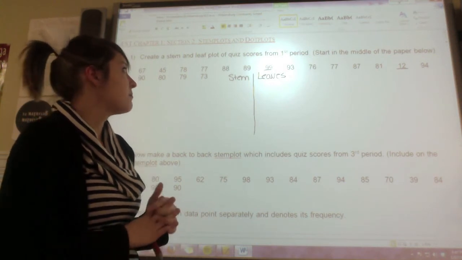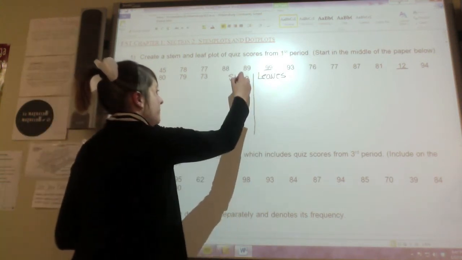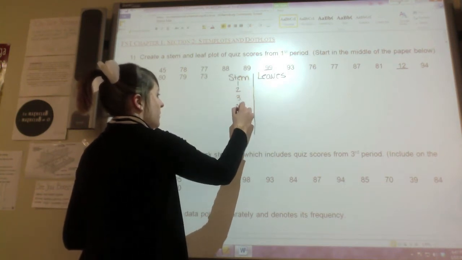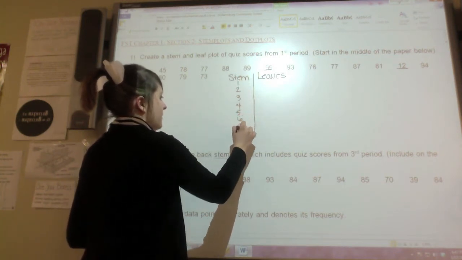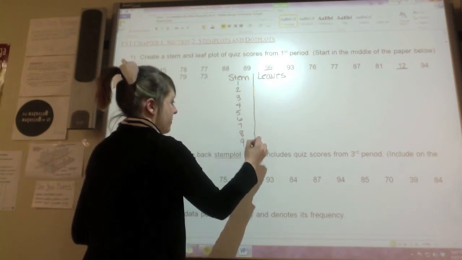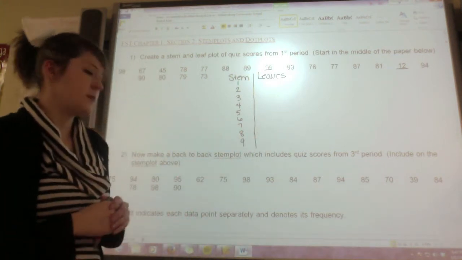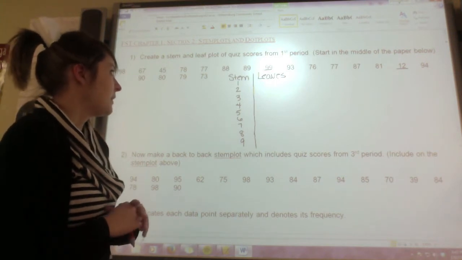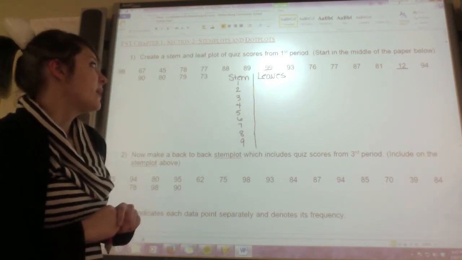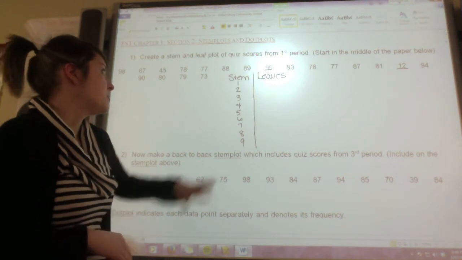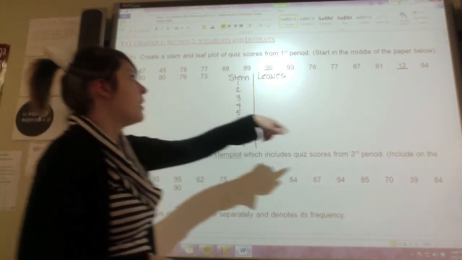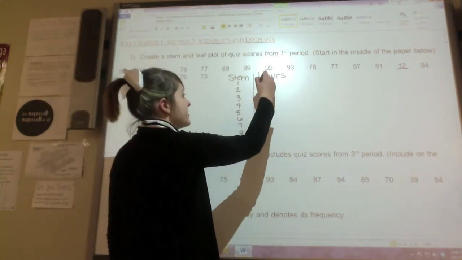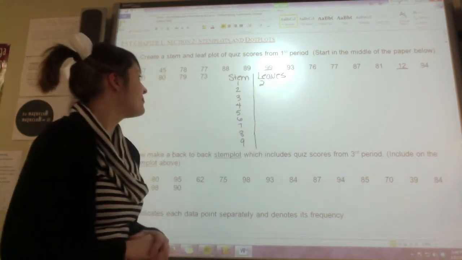So that means that my stem has to start at 1. I'm going to have 1, 2, 3, 4, 5, 6, 7, 8, and 9. Okay, so I'm going all the way up to 9 for my stems and my leaves. So now I can go through and I can organize my information. So when I have a stem of 1, the only number I have that starts with a 1 is 12, so I'm just going to write a 2 for my leaf.